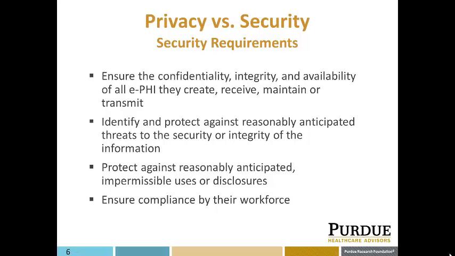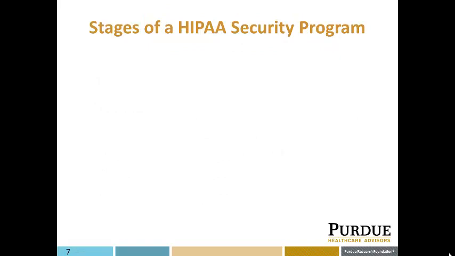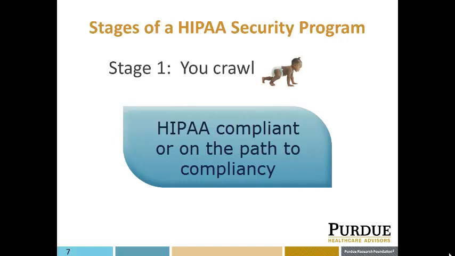Now that I've presented the HIPAA security requirements, let me introduce to you the various stages of the HIPAA security program. Stage 1 is you learn to crawl. This is an organization that is either HIPAA compliant or on their path to become HIPAA compliant. Generally, this is an organization that has an exhaustive list of HIPAA privacy and security policies and procedures. They have the accountable personnel. They train their staff on the privacy requirements, but they don't necessarily take a proactive stance of protecting data.